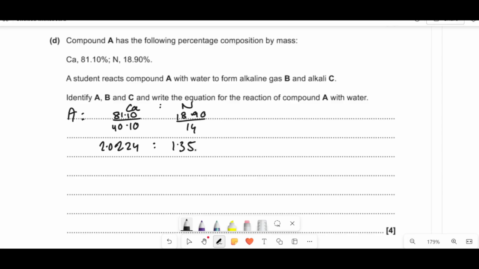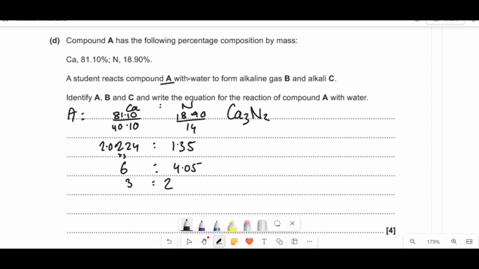So if I times that by 2, we get 2.7? And here I do 2.022 times 2, that's 4. Still doesn't look too good though. That's not very close to a whole number, so we want to try and get really, really close. Let's see what happens if I times by 3. If I do times 3, then that ends up being 4.05. And then for the calcium, this thing times 3, I'll get 6. So that implies there's a 6 to 4 ratio. Dividing by 2 gives the lowest ratio, so that'll end up being 3 to 2. Ca3N2. So at least we figured out what A is.